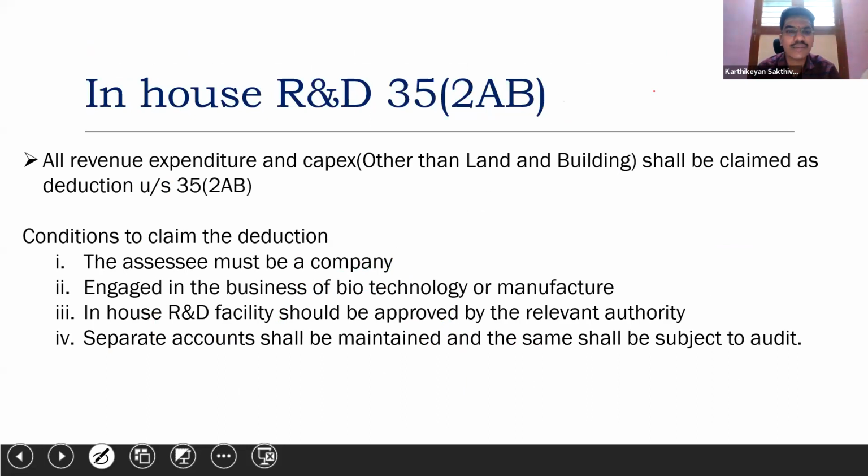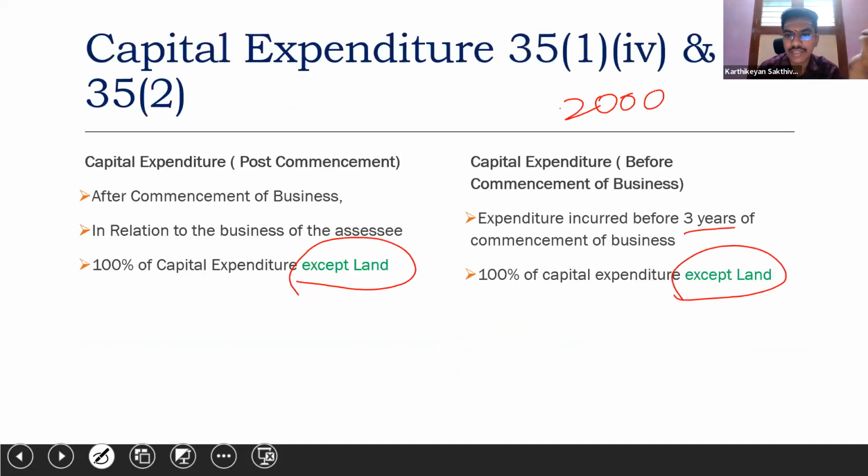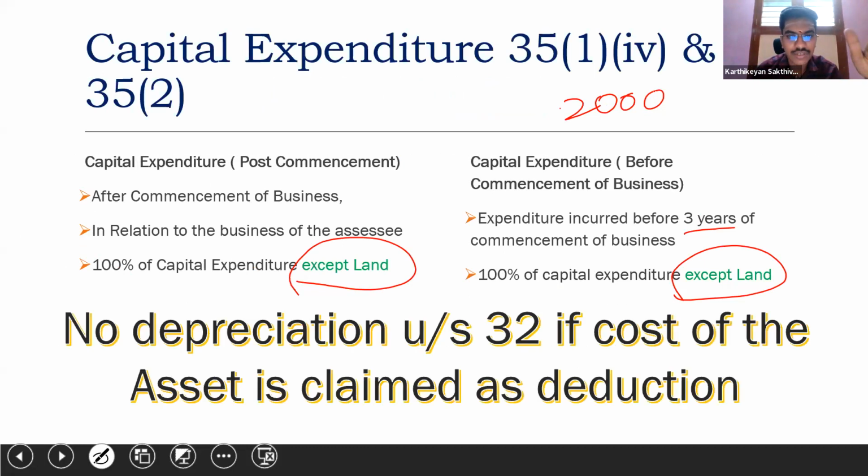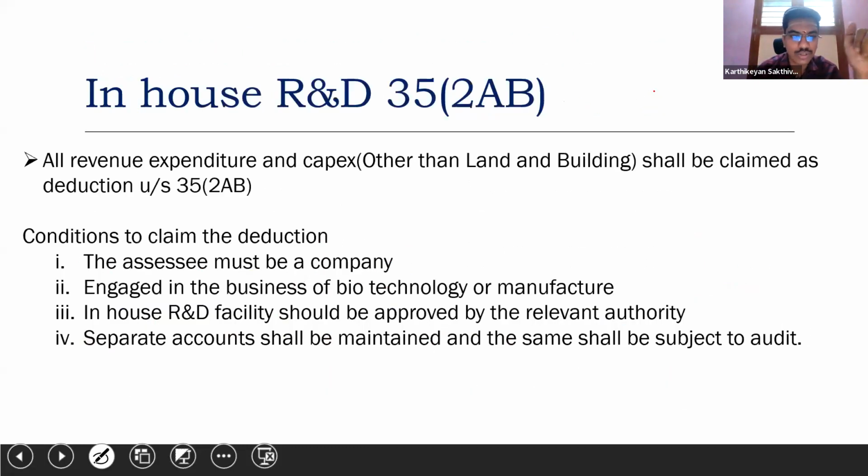Next is in-house R&D. Basically this is written now because 115BAA and 115BAB companies cannot take 35(2AB), but they can take 35(1)(i) and 35(1)(iv). That is allowed. In the new scheme of taxation there is no 35(2AB), and similarly in depreciation there is no additional depreciation. 35(2AB) is not there, additional depreciation is not there. Normal depreciation is there, only additional depreciation is not.